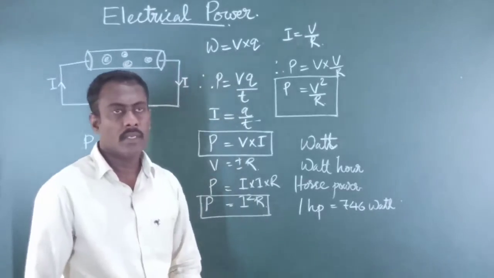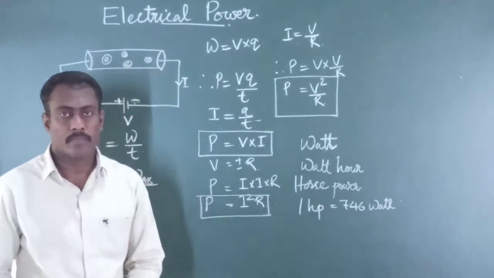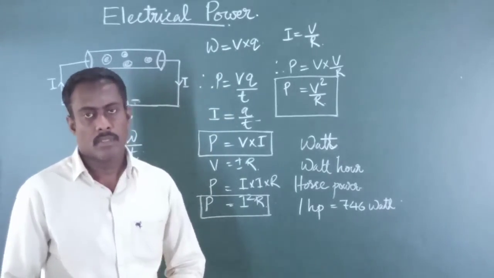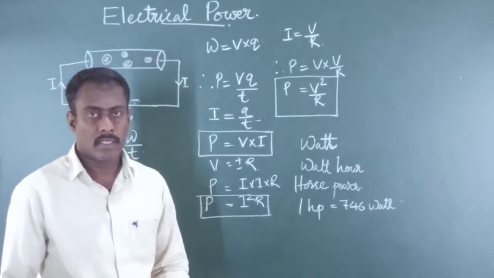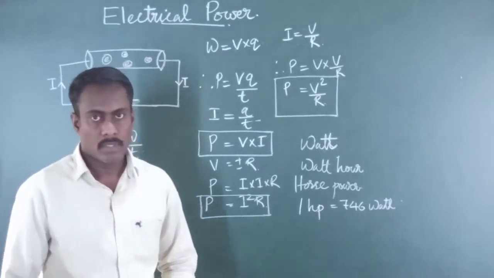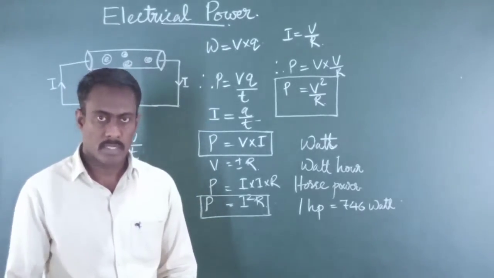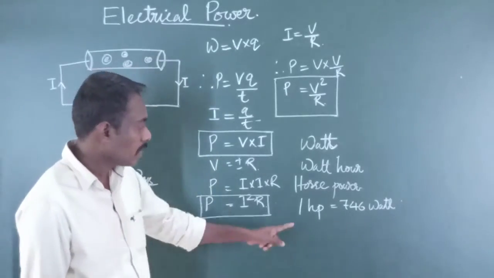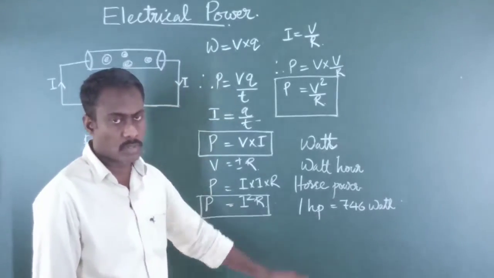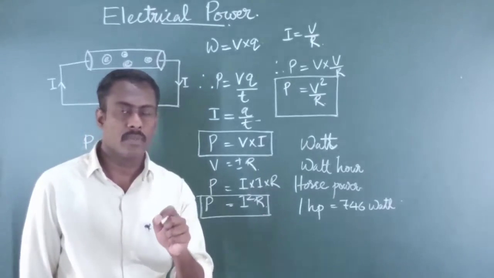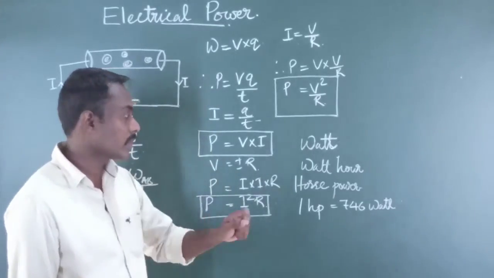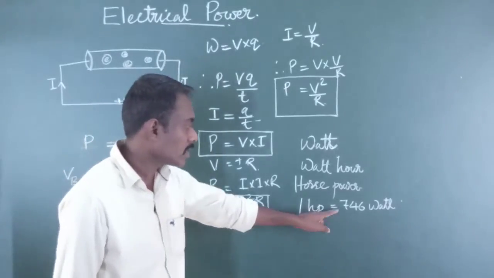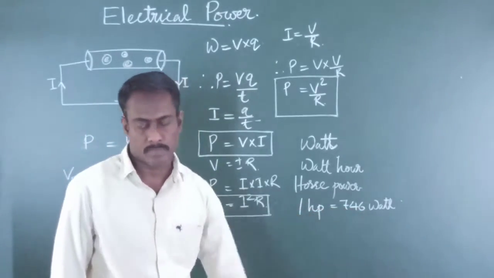Normally the power of an electrical pump or motor, and also the power of the engine of a vehicle, motorcycle or car or any vehicle, is measured in horsepower. When you see the specifications of those engines, we can see that the power of that engine is written in horsepower. So 1 horsepower is equal to 746 watts.